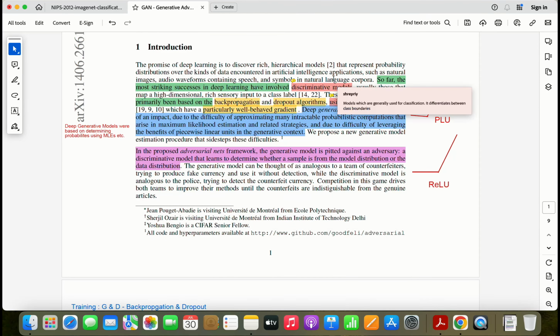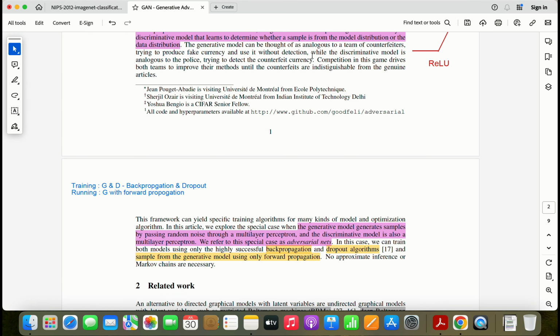So introduction. This paper was written in 2014. During that time, the most successful models were discriminative models, which used backpropagation, dropout, and PLUs. So some motivation: GAN has taken from this discriminative modeling. To explain GAN, they have used a very good example over here. And if you have watched the Hindi series called Fuzzy, you can also relate.